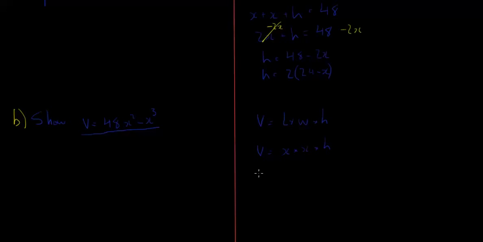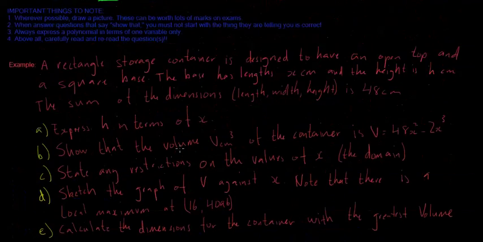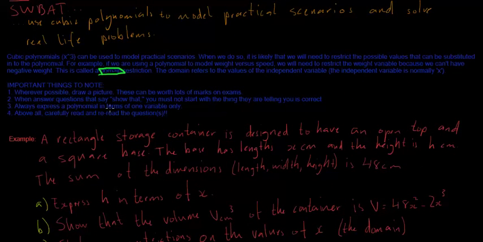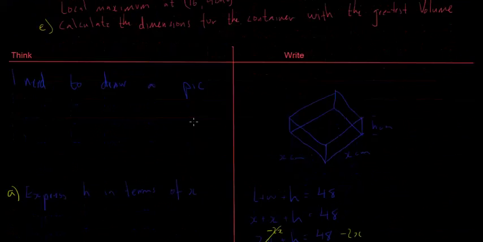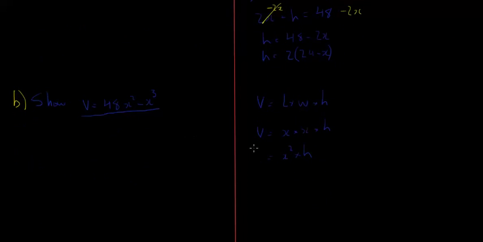Alright, so let's collect these last terms. x times x equals x squared, so that's equal to x squared times H. So we're getting somewhere. I look over here, I see an x squared term, I see our V term, maybe we're getting close to being correct. There's only one variable in the polynomial. That was one of our things to note up here as well: always express a polynomial in terms of one variable only. Right now, this polynomial over here is expressed in two variables, x and h. We want it only in one.